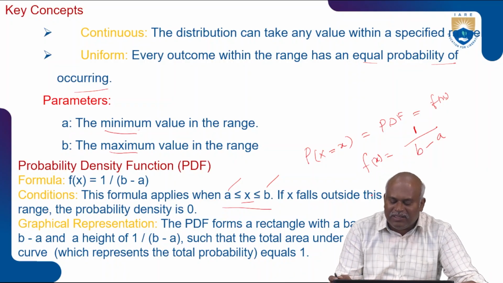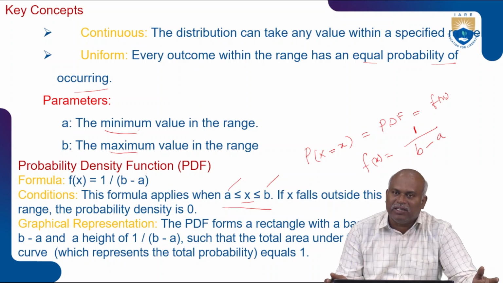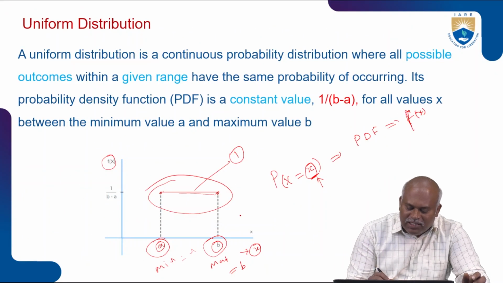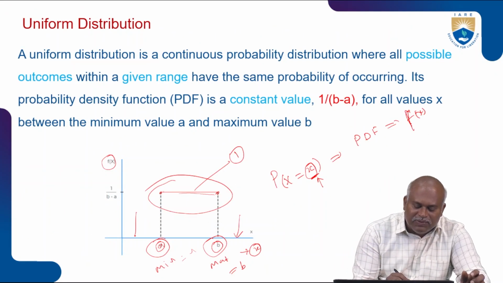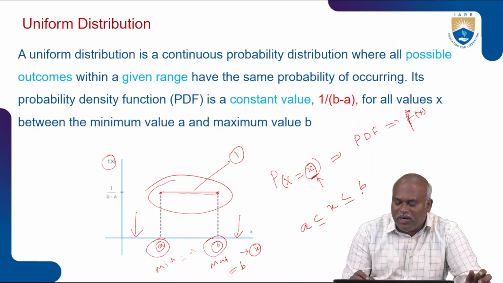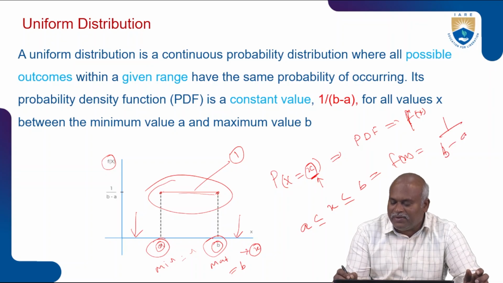When x falls outside the range, the probability density is equal to 0. See this graphical case: this portion is 0, and this portion is also 0. Only in between a < x < b is the probability going to occur. That is f(x), and that value is equal to 1 by (b minus a).